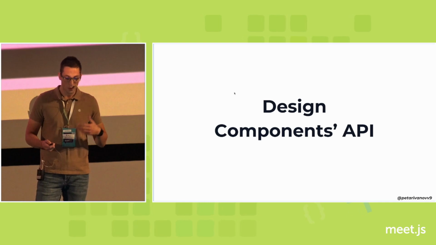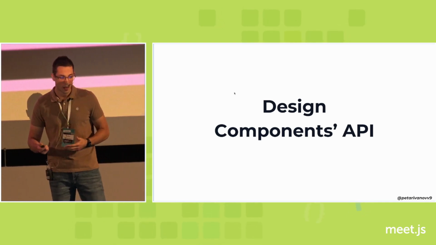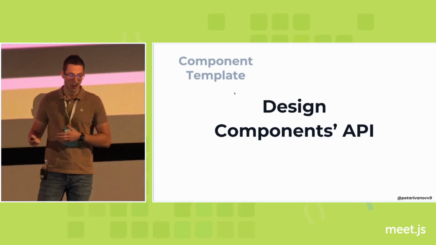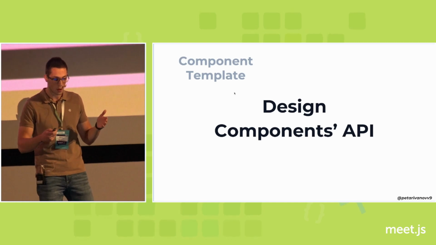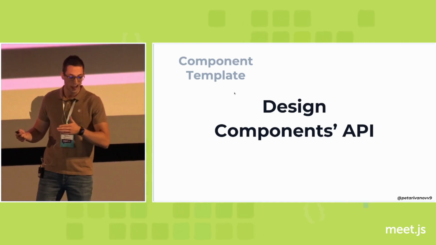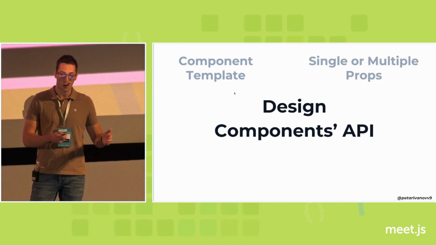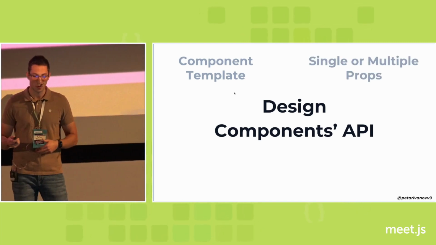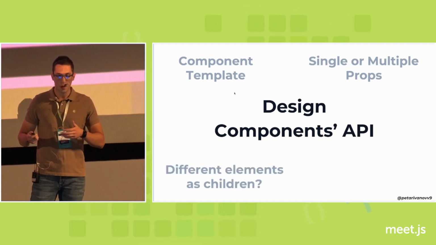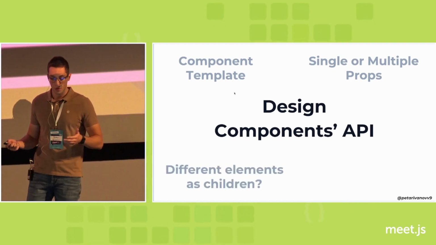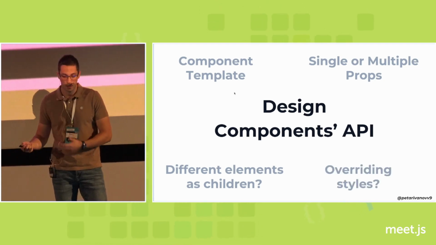Then we have to decide on how we're going to design our components' API. And there are also a couple of things that have to be taken into consideration. So how the component template should look like, our React component template. Then, are we going to use single or multiple props for the whole look and feel of our component? How are we going to render different elements as children? And lastly, how are we going to override the styling of our component?